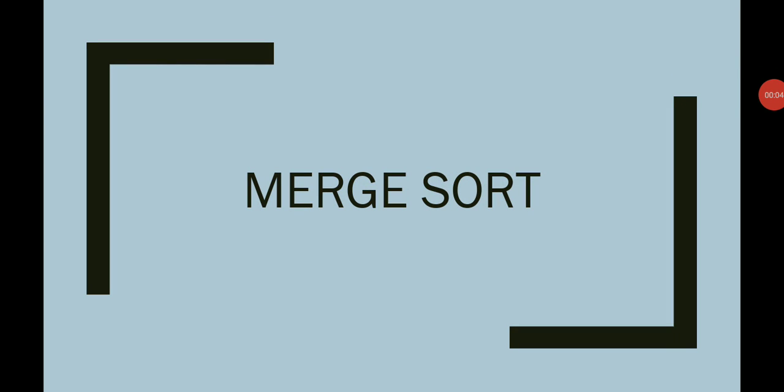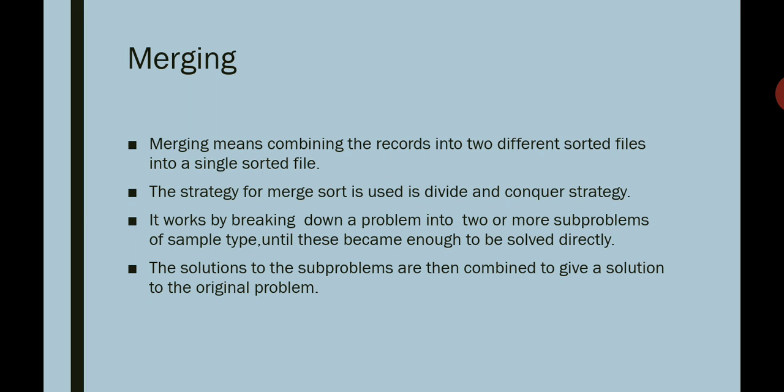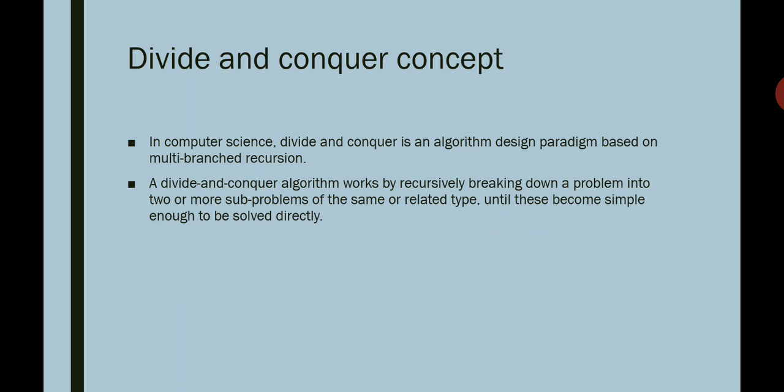Here we are going to discuss merge sort. Actually, what is merging? Merging means combining the records of two different sorted files into a single sorted file. The strategy for merge sort is the divide and conquer strategy. As we all know, most algorithms use this technique. It works by breaking down a problem into two or more subproblems of the same type until these become simple enough to be solved directly. The solutions to the subproblems are then combined to give a solution to the original problem.